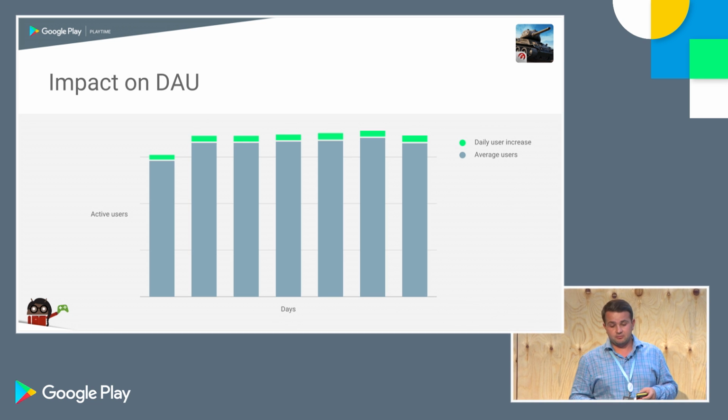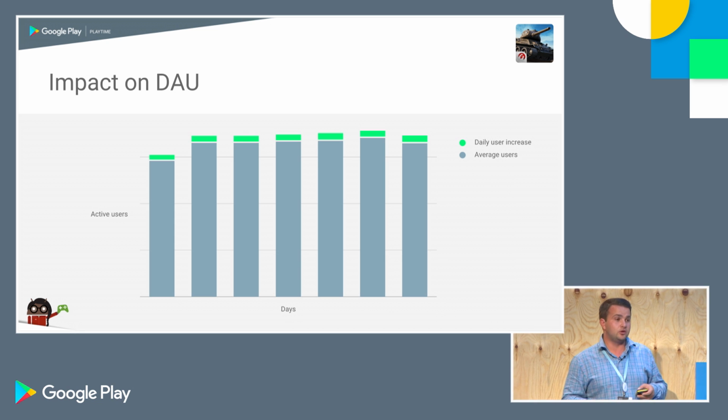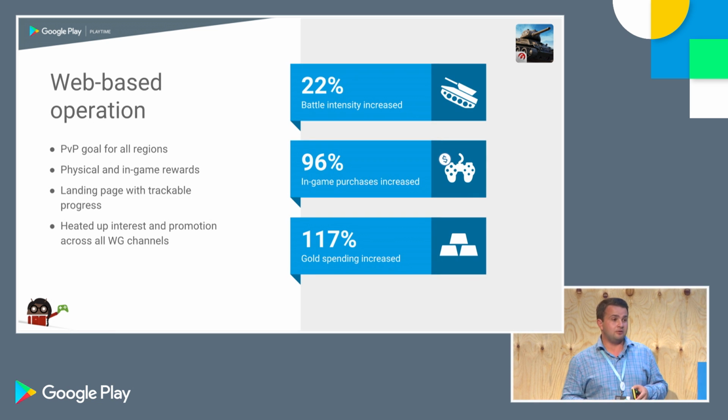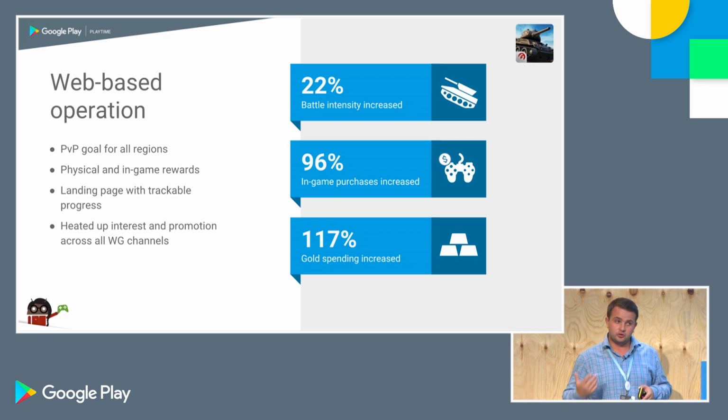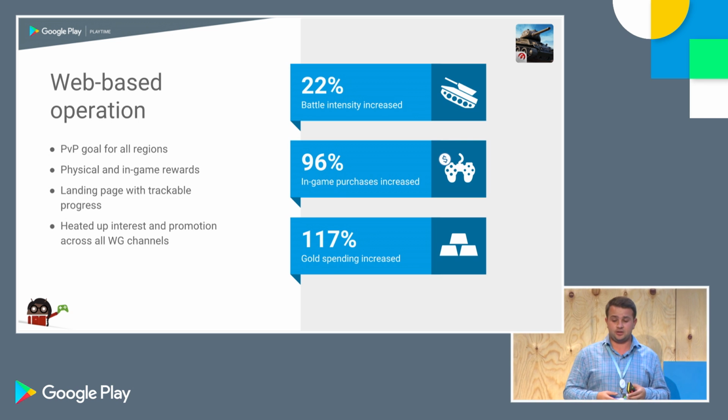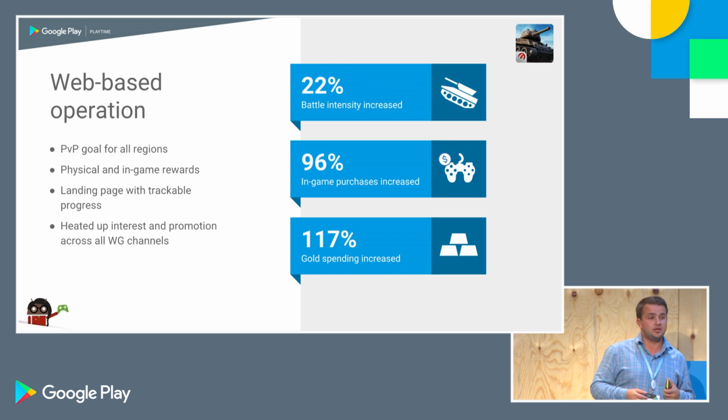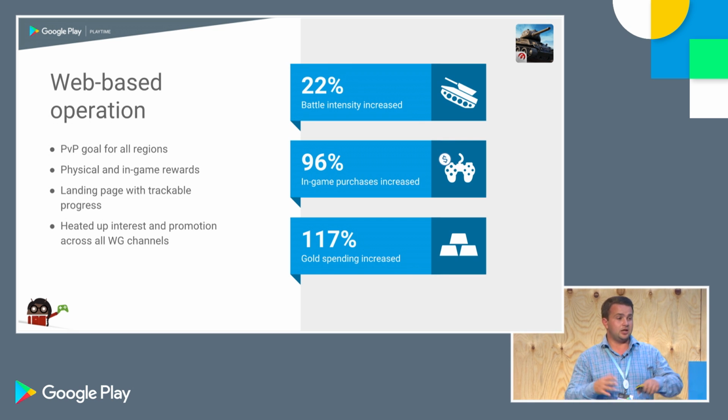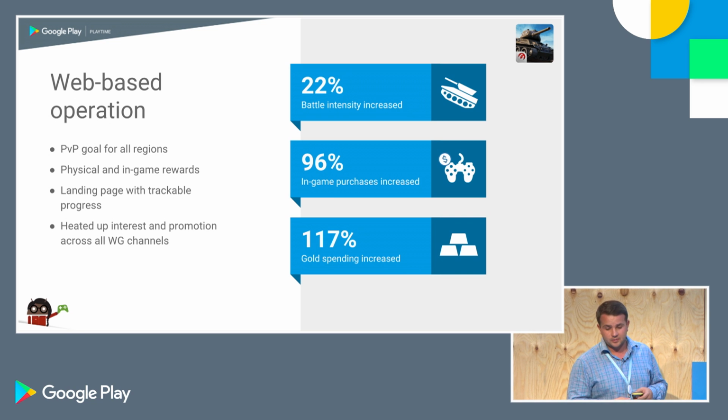But besides that, by introducing some smart goals for the community, what Wargaming managed to reach is to increase its battle intensity by 22%, to increase its in-game purchases by almost twice, and to increase the hard currency, which is gold in this game, by 170%. And this is just by creating an event and advertising it through the web page and their community.